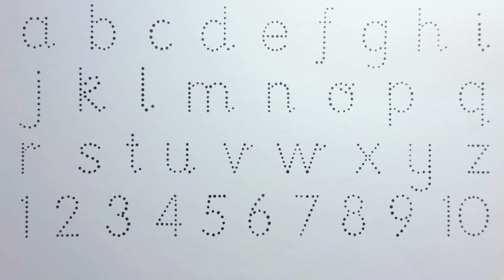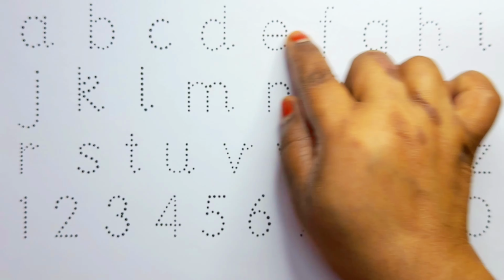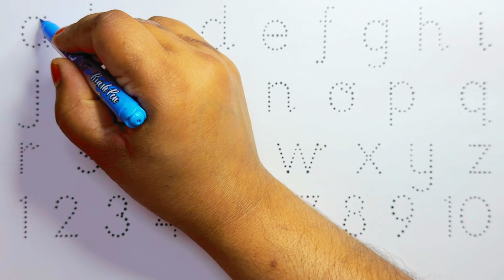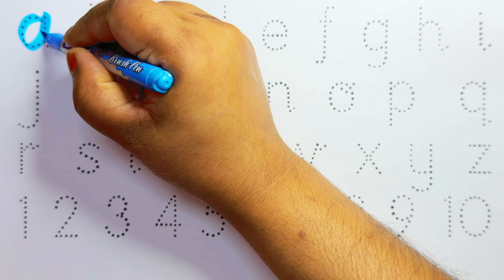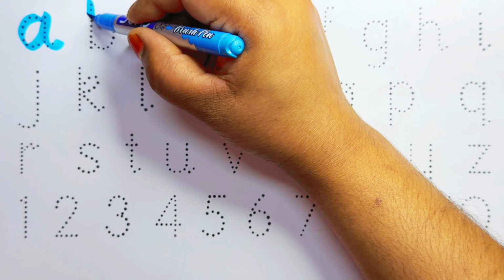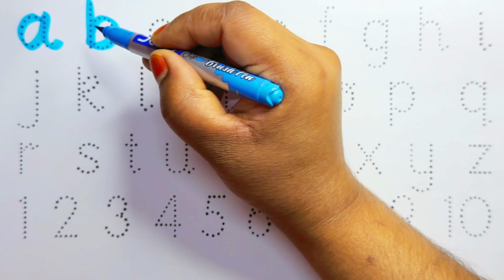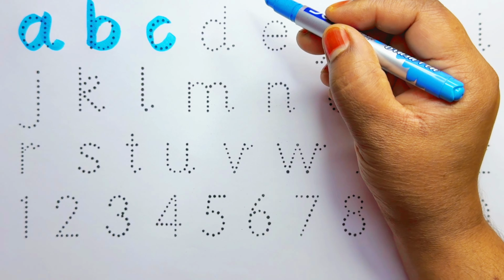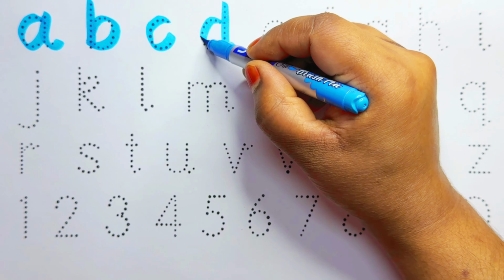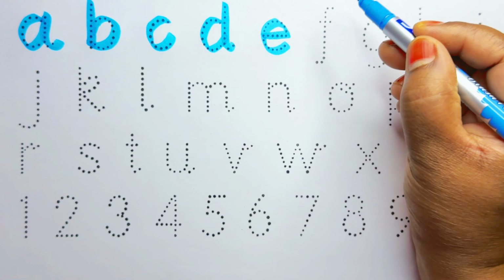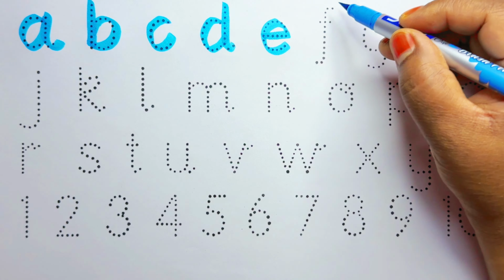Hello guys, let's learn alphabets, lowercase letters and numbers. Let's start. A for ant. B for boy. C for cow. D for dinosaur. E for eyes.